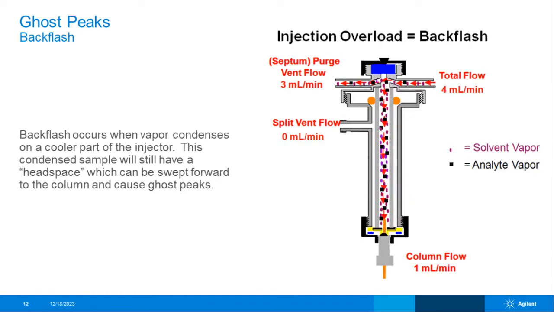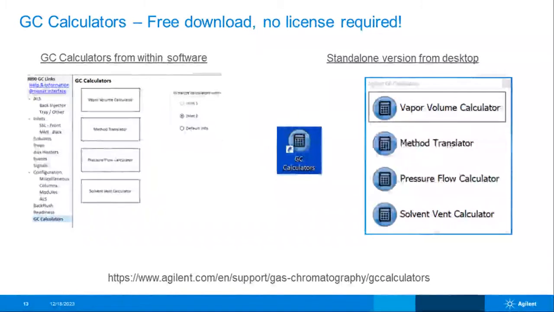And I know a lot of questions we always get is, well, how do I know? How do I know if I'm creating this backflash with any of the GC injections that I'm doing? For that, we have what we like to call our GC calculators. This is a free set of software, does not require any licensing. You can download it directly from Agilent's website. The link is below that you can type in.